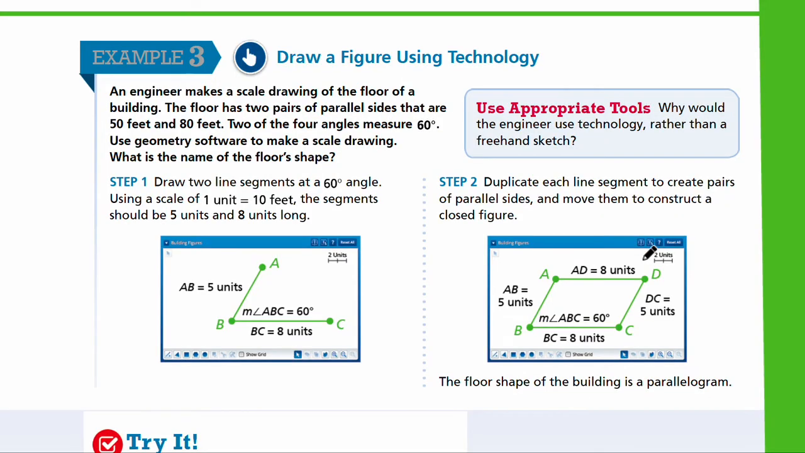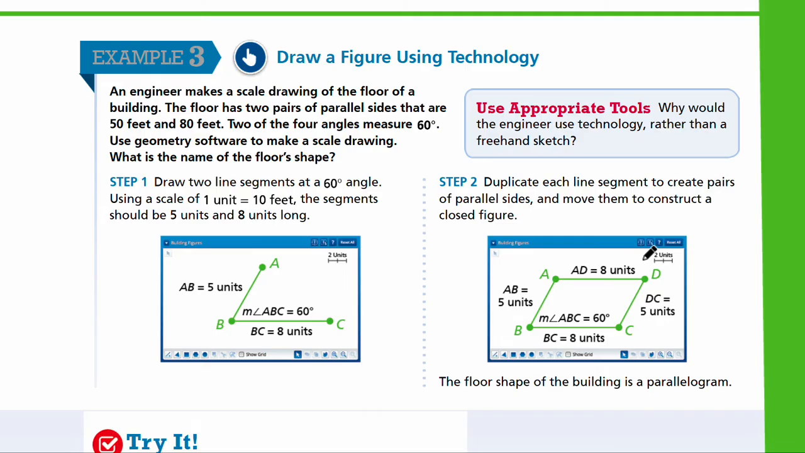Draw a figure using technology. An engineer makes a scale drawing of the floor of a building. The floor has 2 pairs of parallel sides that are 50 feet and 80 feet. 2 of the 4 angles measure 60 degrees. Use geometry software to make a scale drawing. What is the name of the floor shape?